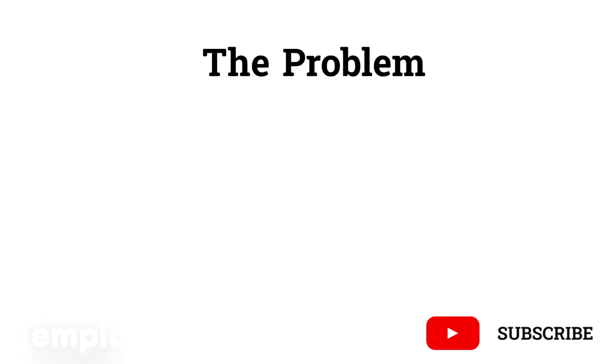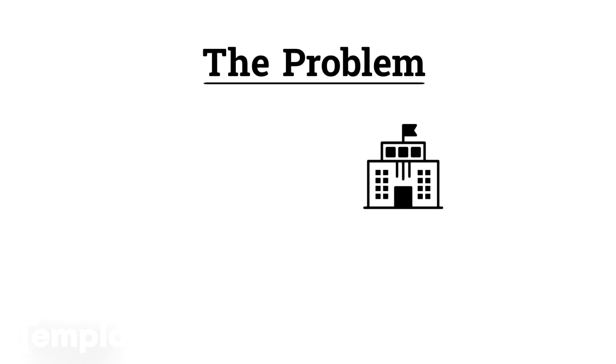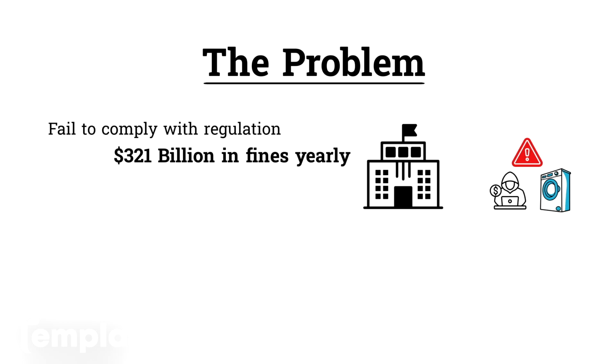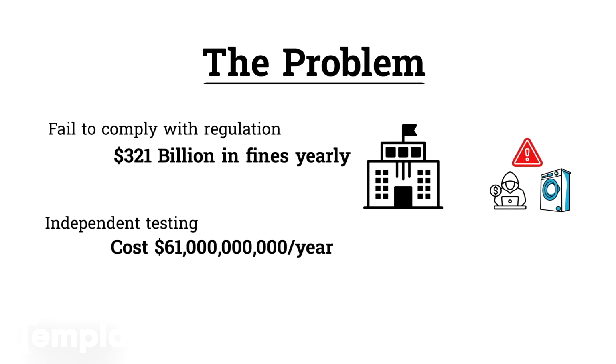So banks and other financial institutions are required by regulators to test their anti-money laundering systems and their fraud detecting systems. Deficient anti-money laundering programs have led to $321 billion in company fines over the last 15 years. So to make sure that their systems are compliant, companies hire independent testing to verify that they have robust anti-money laundering programs. This compliance costs approximately $61 billion per year across the United States and Canada alone.